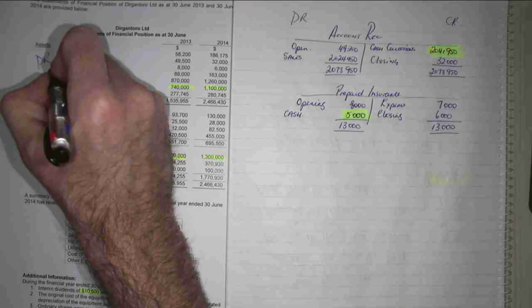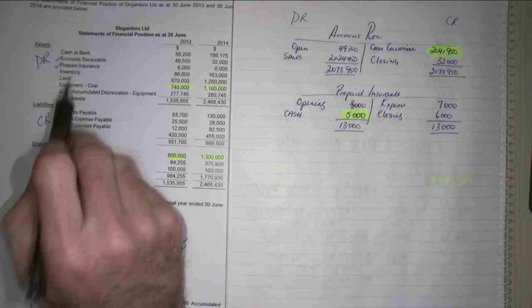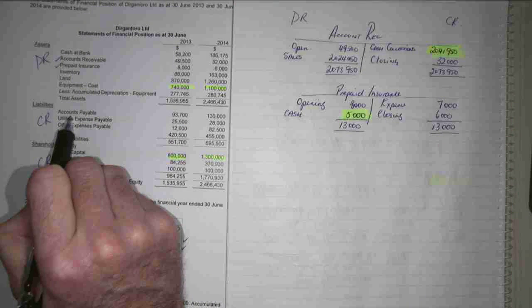Next one down, I'll tick off prepaid insurance. My next one down is my inventory. My inventory goes hand in hand with accounts payable, so I'm going to do these two together.